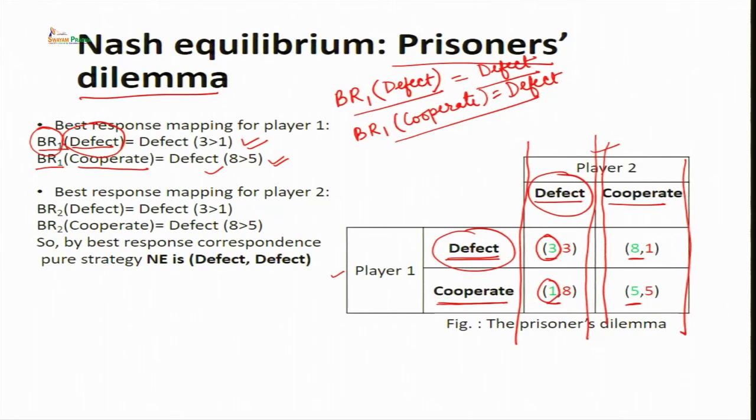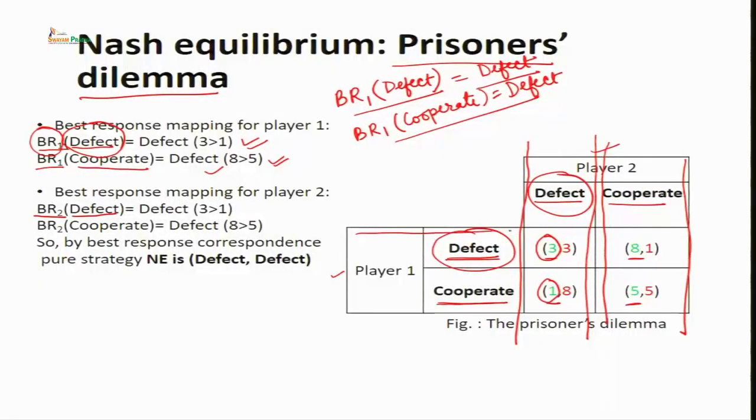Now, similarly, we will see the best responses of player 2. Again we will see BR2, the best response of player 2 against defect, that means player 1 is defecting. What response gives the highest payoff to player 2 against defect of player 1? Player 1 is defecting, so we are here. If player 2 plays defect it gets 3, and if it cooperates it gets 1. Clearly 3 is more than 1, so defect is the best response. We can say the best response of player 2 against defect of player 1 is defect.